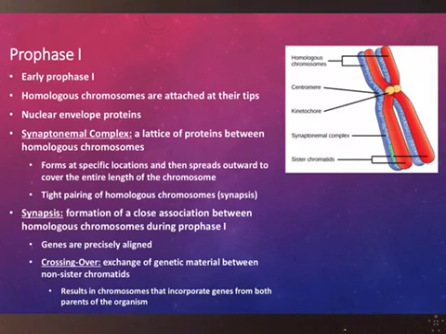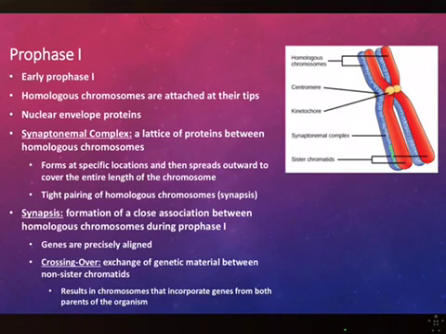This helps with crossing over. This is a phenomenon that only happens in prophase 1, and this is an exchange of genetic material between non-sister chromatids. So this would be like between the red and the blue chromosome in the picture. Not between a red and a red. It has to be between the two non-sister chromatids. This results in chromosomes that incorporate genes from both parents of the organism. It's how we get our genetic variation. Crossing over is one of two main ways to get genetic variation. Yes, wonderful.